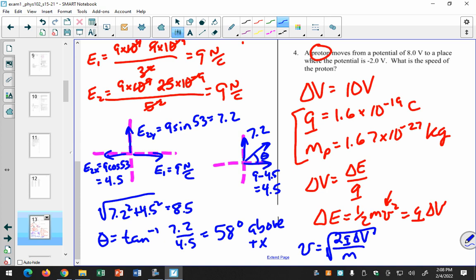I think I did that right. And then you'd put in the values here. So that's 2 times 1.6 times 10 to the minus 19, delta V is 10, divided by 1.67 times 10 to the minus 27, and then I take the square root of that whole thing, and then whatever that answer is, I don't know what it is right off the top of my head. Okay? Be prepared for that.